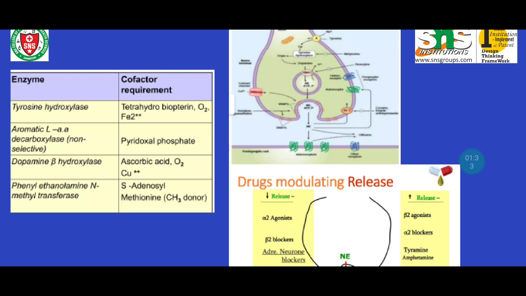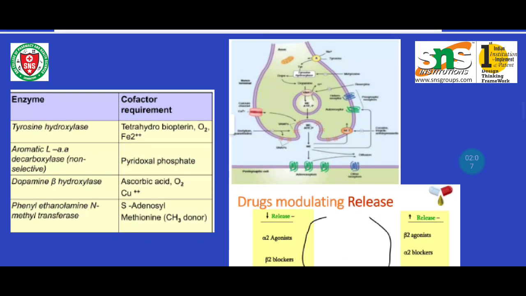Next, the enzymes involved in the biosynthesis of the catecholamines are tyrosine hydroxylase, aromatic L-amino acid decarboxylase, dopamine beta hydroxylase, and phenylethanolamine N-methyl transferase. And the cofactors required for the biosynthesis are tetrahydrobiopterin, oxygen, ferrous iron. And for the decarboxylase enzyme, pyridoxal phosphate. For dopamine beta hydroxylase, ascorbic acid, oxygen and copper. For phenylethanolamine N-methyl transferase, the cofactor is S-adenosyl methionine, which is a methyl donor. So see the biosynthetic pathway.